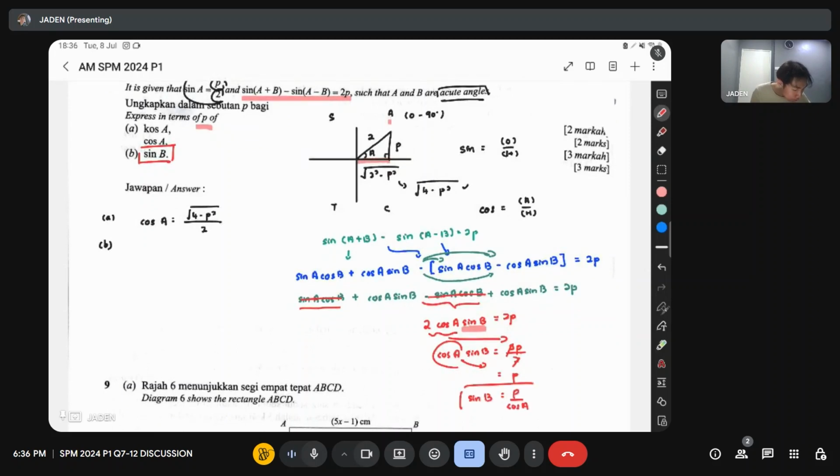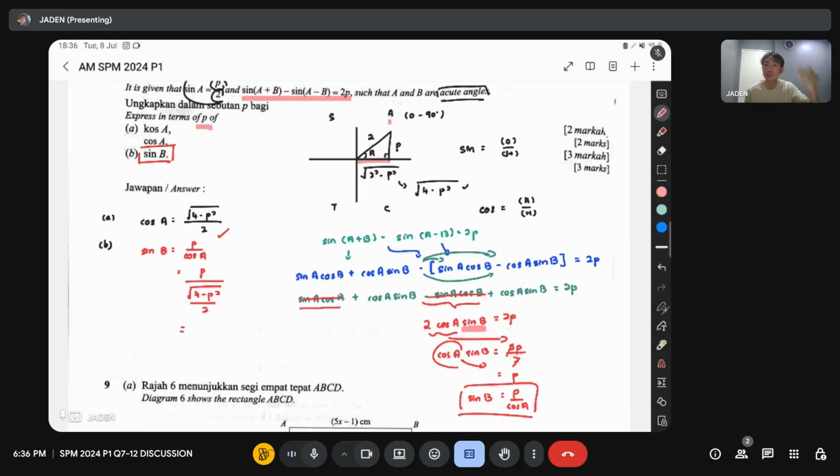Meaning sine B is p divided by cos A. Sine B is p divided by cos A. My friend, do you have cos A? Of course, you just did it. So this is p divided by square root of 4 minus p squared divided by 2.